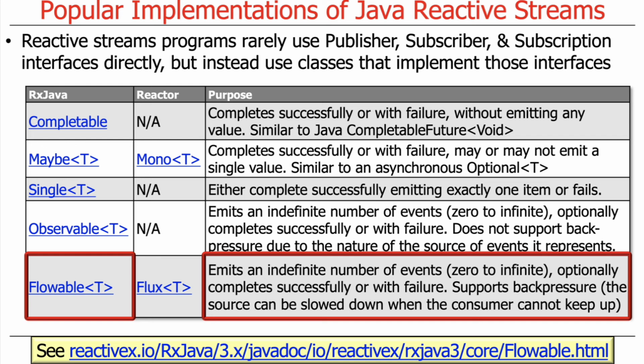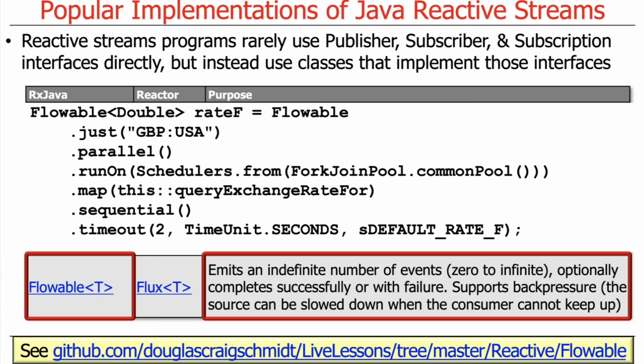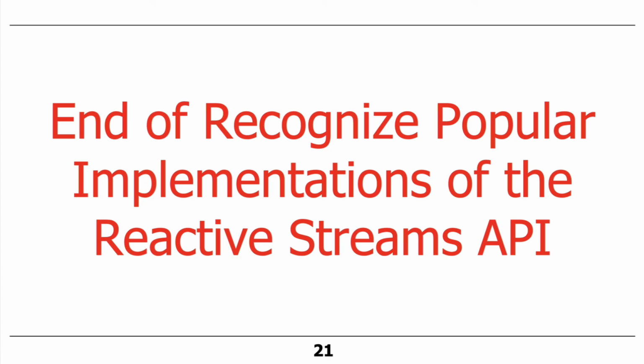There's something called a flowable. A flowable is basically an observable that supports back pressure, so it's essentially like a flux. And in this particular case, this is a real fun example. We're going to emit a string, and then in parallel, we're going to do a bunch of processing to do some exchange rate queries, and then we're going to merge the results back together again and only emit something if it happens before 2 seconds elapse. So you can do really powerful things with flowables in cool ways.